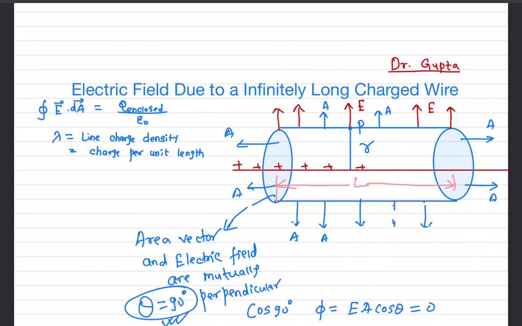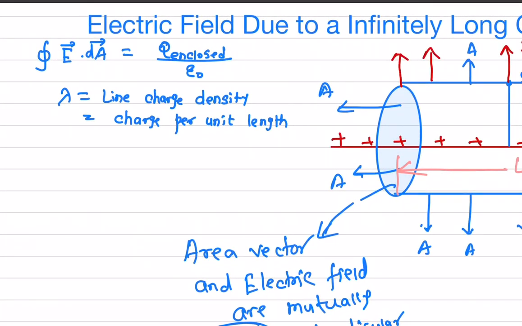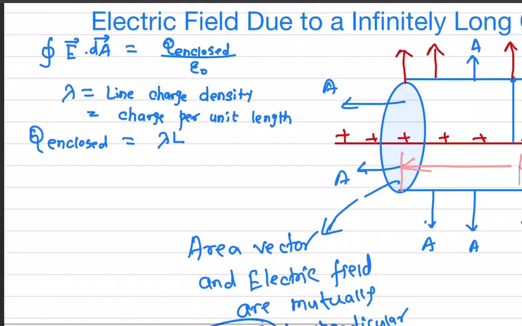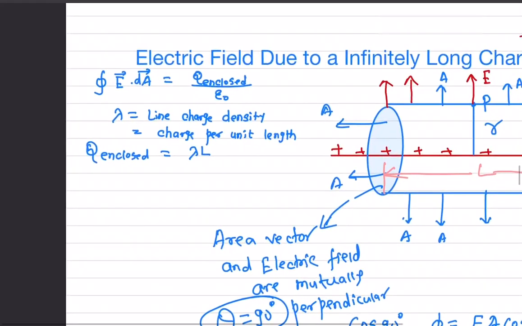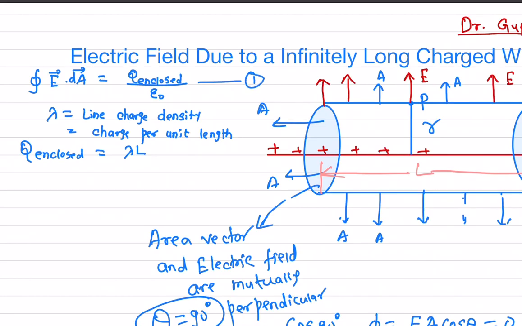So as we know, the lambda is the line charge density. So the total charge enclosed by this Gaussian surface, Q enclosed, would be simply equal to lambda times L, because lambda is the charge per unit length. If you multiply by the length, that gives you the total charge enclosed by that surface.